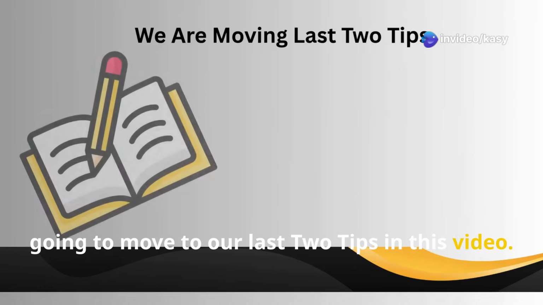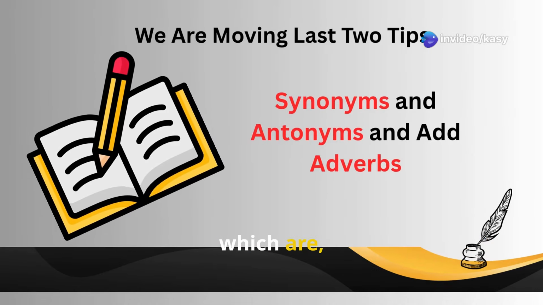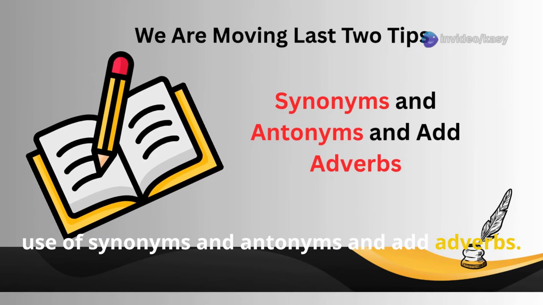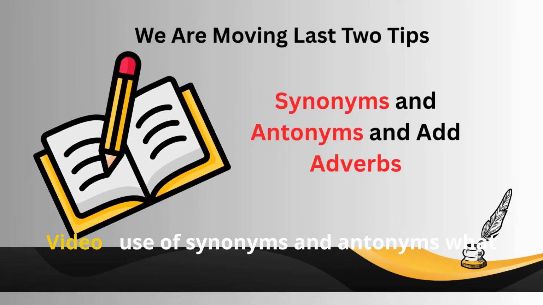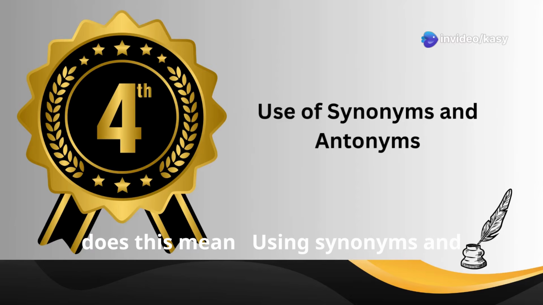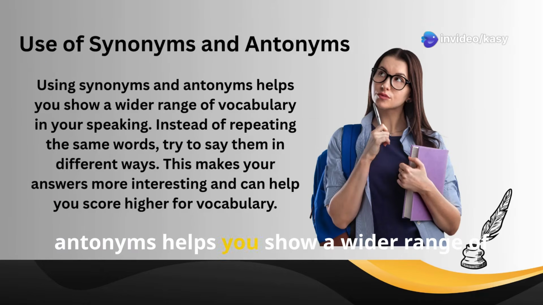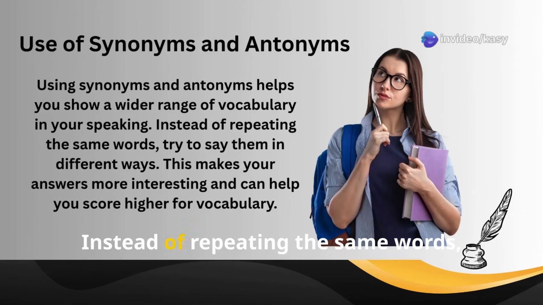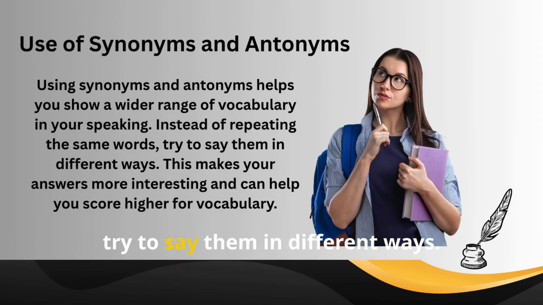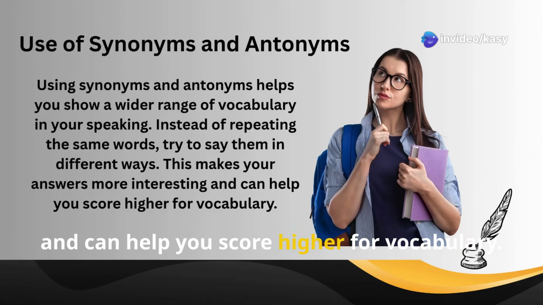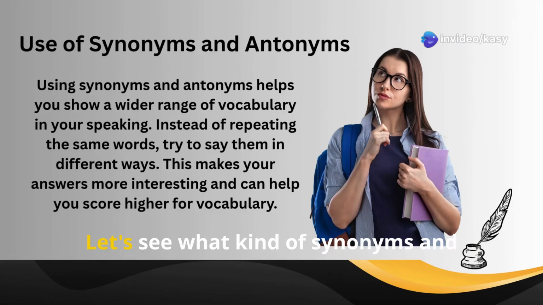Now I'm going to move to our last 2 tips in this video, which are use of synonyms and antonyms and add adverbs. Let's talk about the 4th tip in this video, use of synonyms and antonyms. What does this mean? Using synonyms and antonyms helps you show a wider range of vocabulary in your speaking. Instead of repeating the same words, try to say them in different ways. This makes your answers more interesting and can help you score higher for vocabulary.